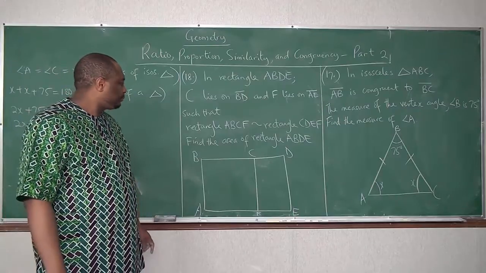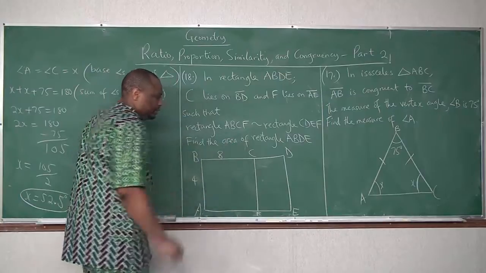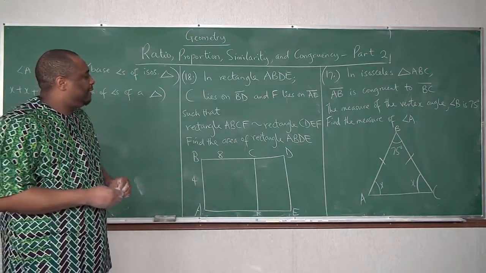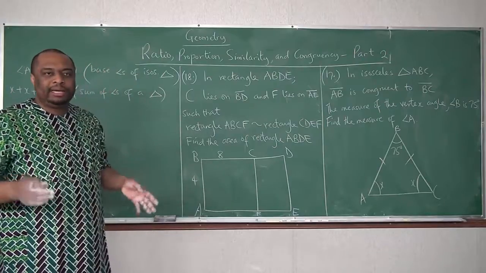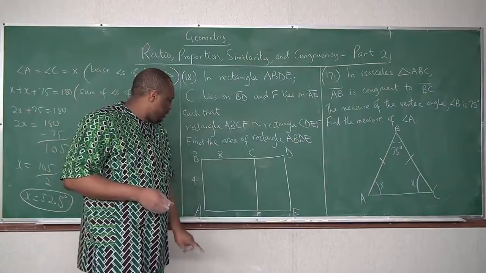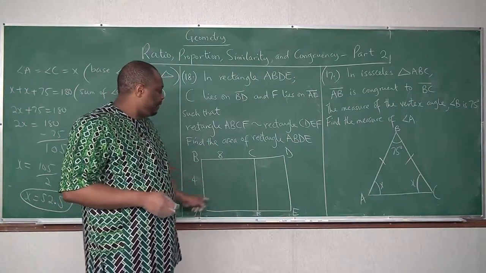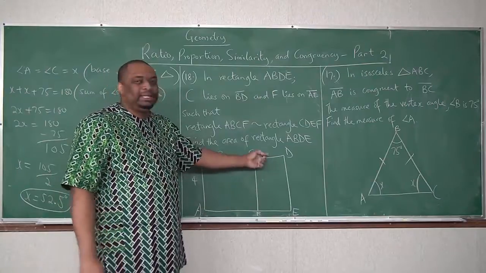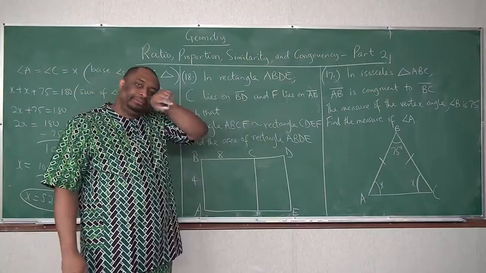Okay? Then you have 4 here, and you have 8. You have 4 and you have 8. Find the area of rectangle ABDE. The whole rectangle, the area. Okay, so we don't know this. We know that this is 4 by looking at it anyway. But we don't know what is this here, CD. We don't know line segment CD. We do not.